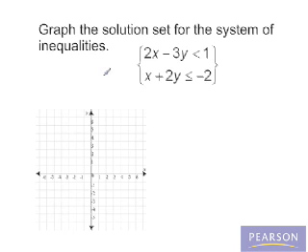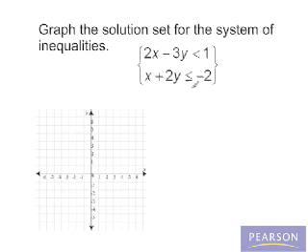Graph the solution set for the system of inequalities. We are given 2x minus 3y is less than 1, and also x plus 2y less than or equal to negative 2. So the strategy here will be to graph both of these inequalities on the same coordinate plane, and where these two inequalities overlap, that area will be the solution set for our system of inequalities.